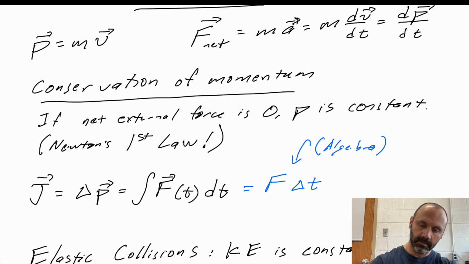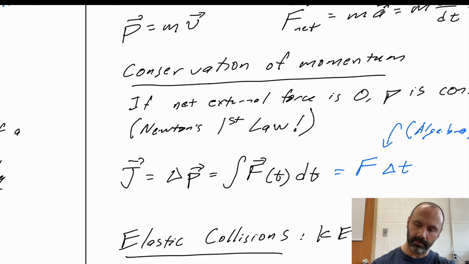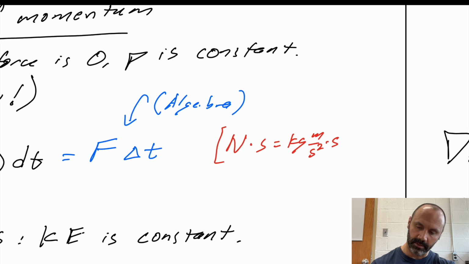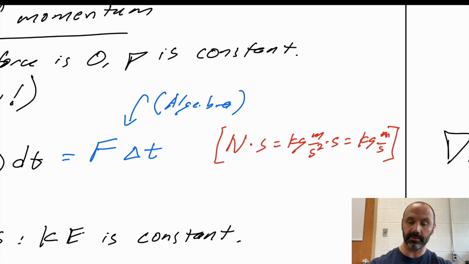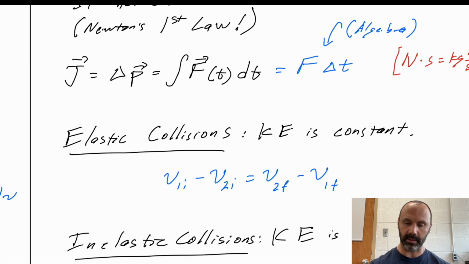And so let's take a look at the units for this real quick. If we've got newtons times seconds, that is a kilogram meter per second squared times seconds. And the seconds cancel out, you get kilograms meters per second. And that is the set of units for momentum. So it works, right? Pay attention to the units. They work. When you have elastic collisions, an elastic collision is where the kinetic energy is constant. It's the same before and after.